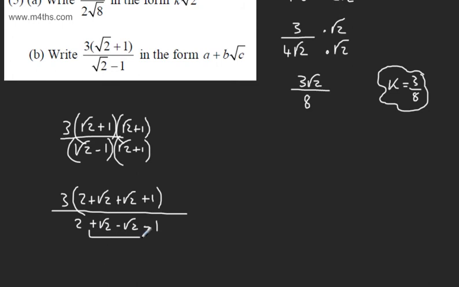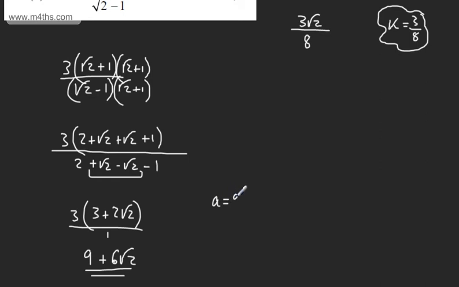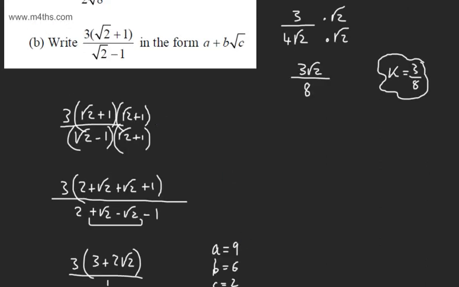We can see that these are going to cancel, and just tidying the numerator slightly, I'm going to have 3 lots of 3 plus 2 root 2, and that's all going to be over 1. 2 minus 1 gives me 1, so expanding the bracket, this will be 9 plus 6 root 2. So that's my final answer, 9 plus 6 root 2. So a is going to be 9, b is going to be 6, and c will be 2. So we found the values of a, b and c.